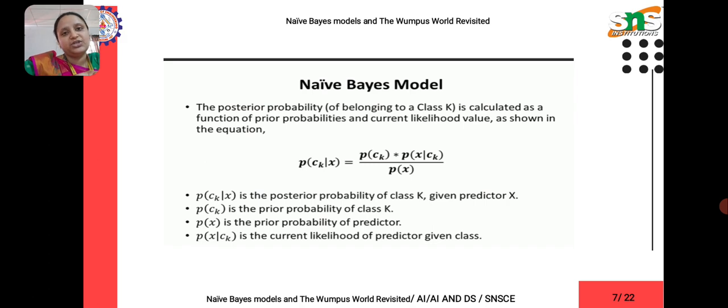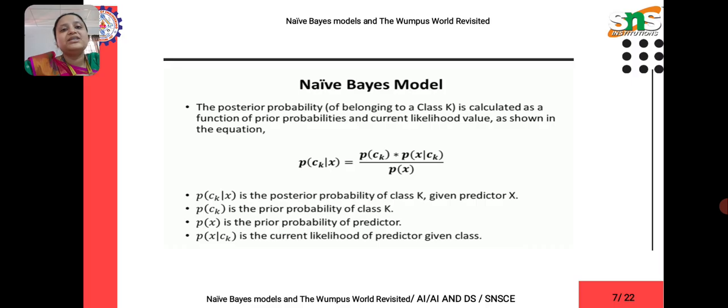We saw these equations, which are related to the normal Bayes rule, right? So that is something which is related to it. So P of Ck given x is equal to P of Ck into P of x given Ck, divided by P of x. Now what are the posterior probability, prior probability and likelihood?